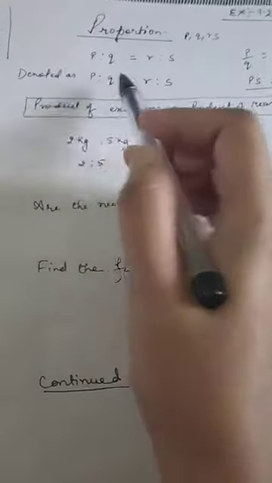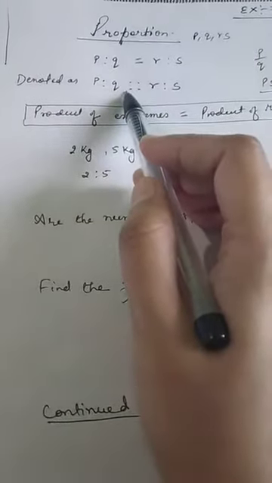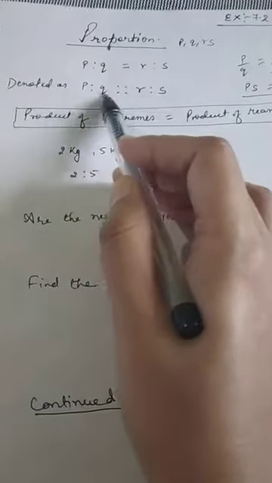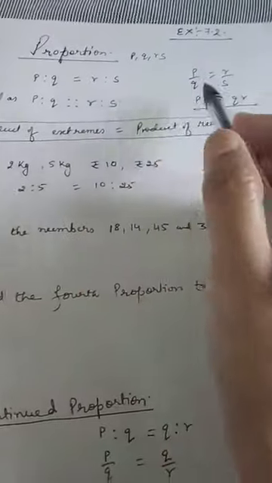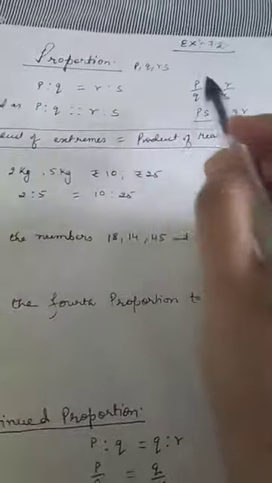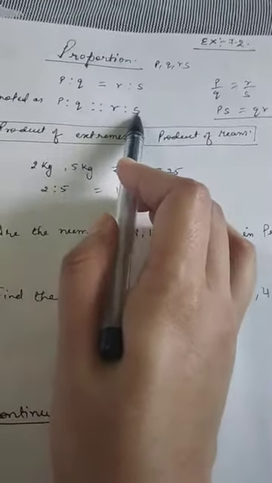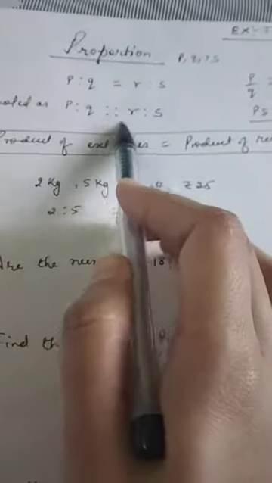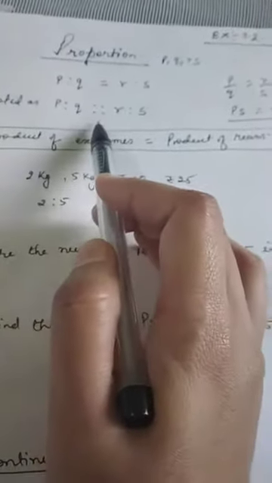It is denoted as P is to Q, then four dots, R is to S, which means this is equal to this. The numbers used in the proportion are called the terms. These are called the first term, second term, third term, fourth term. The first and last terms, P and S, are called extremes, and the two middle terms, Q and R, are called means.